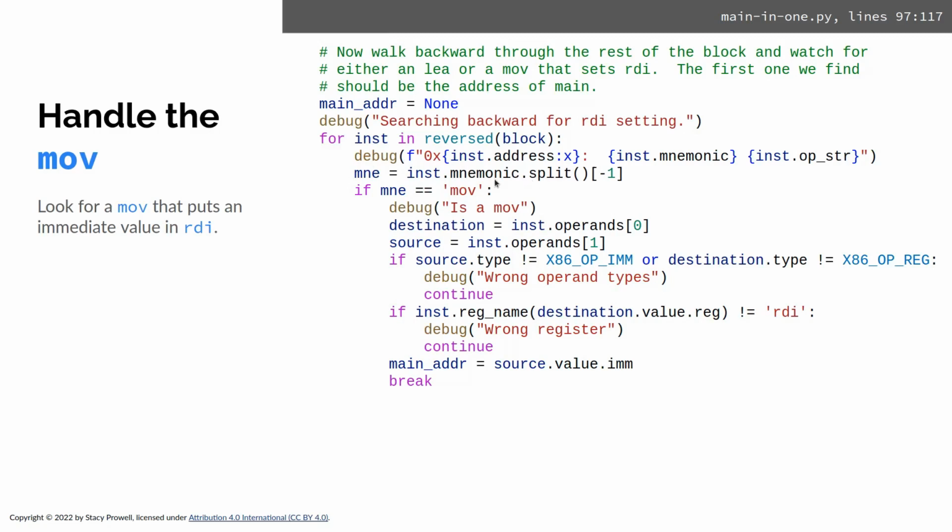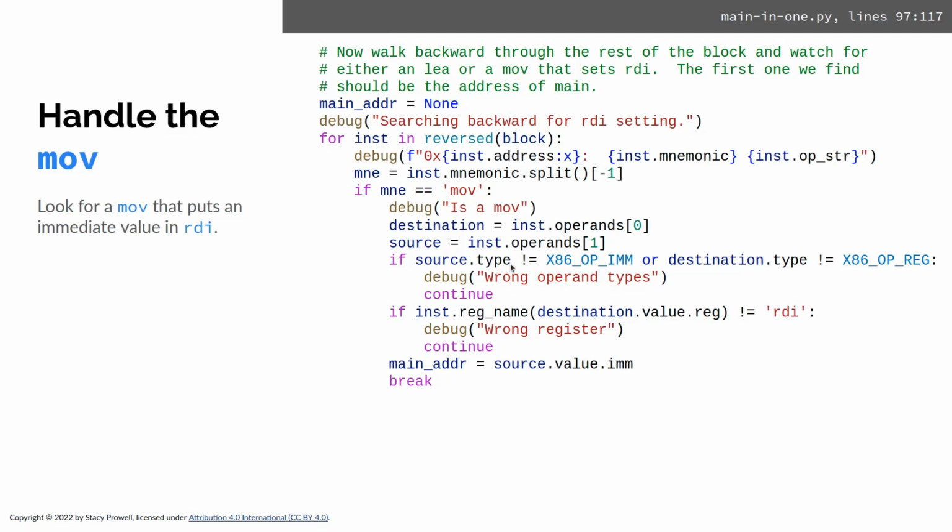I then get the mnemonic and I check to see if it's a move. If it is a move, hey, that's great. I grab the destination and source operands, right? And those will be there because a move has 2 operands. So destination is the first one, source is the second one. And what I want is for the destination to be RDI and the source to be an immediate value, an address. And so that's what I look for.